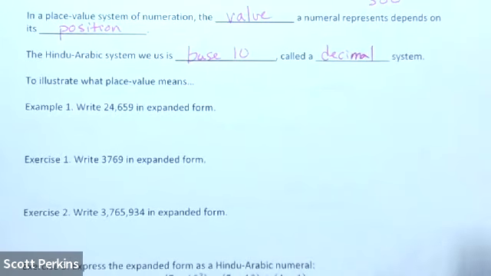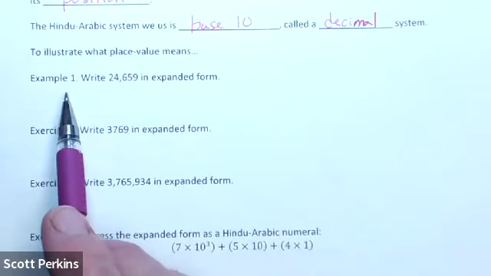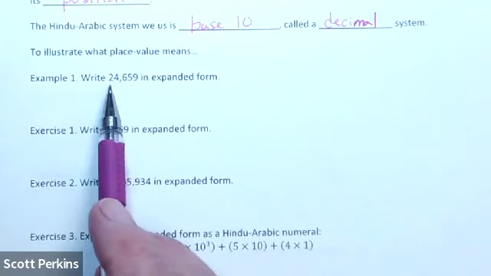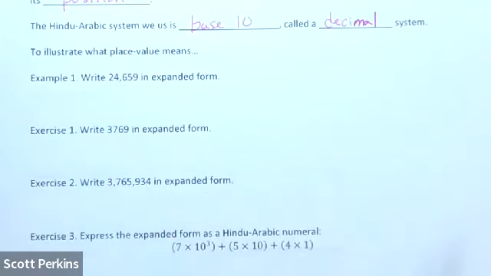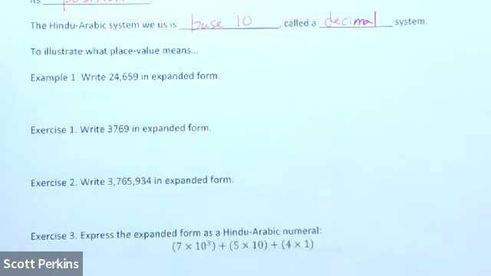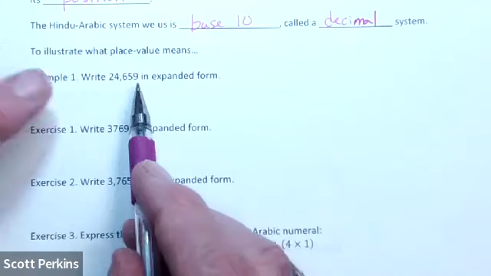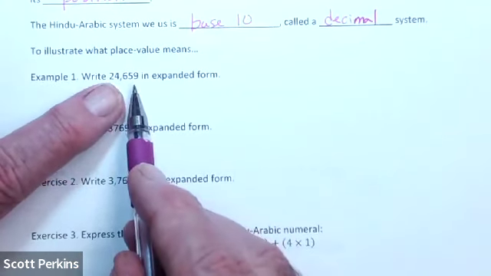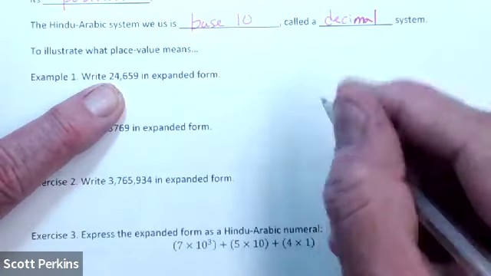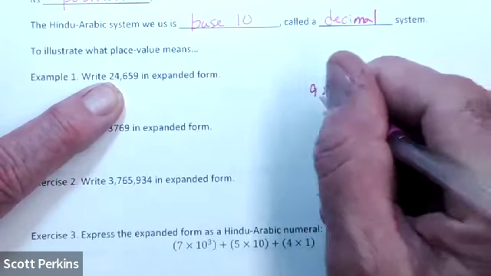Because what we're going to do is take this knowledge about what a place value system is, and go back in time to two of the original systems that came into being completely separately, as far as we know. So in example 1, we're going to take this Hindu Arabic number, 24,659, and write it in expanded form. When I do this, I'm going to start over at the right-hand side at the units. So the 9 is in the ones place or the units place. So I have 9 times 1. I have 9 units.